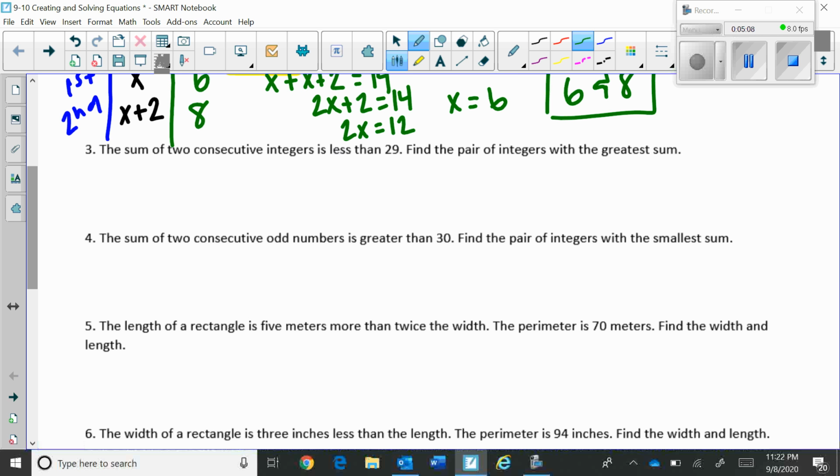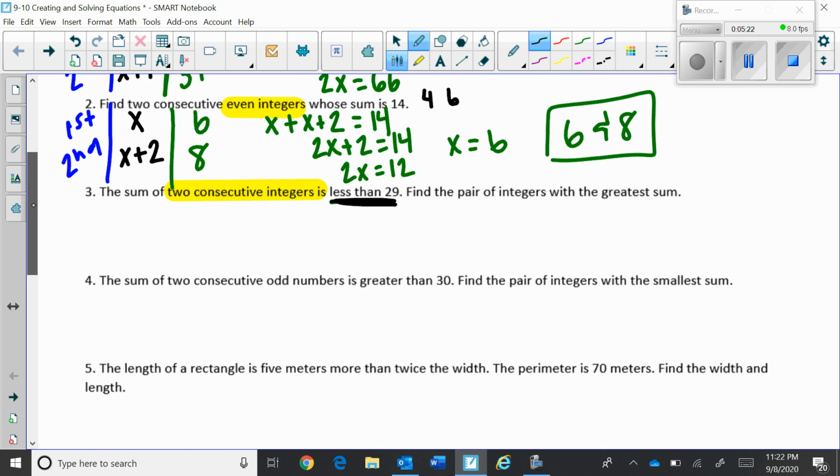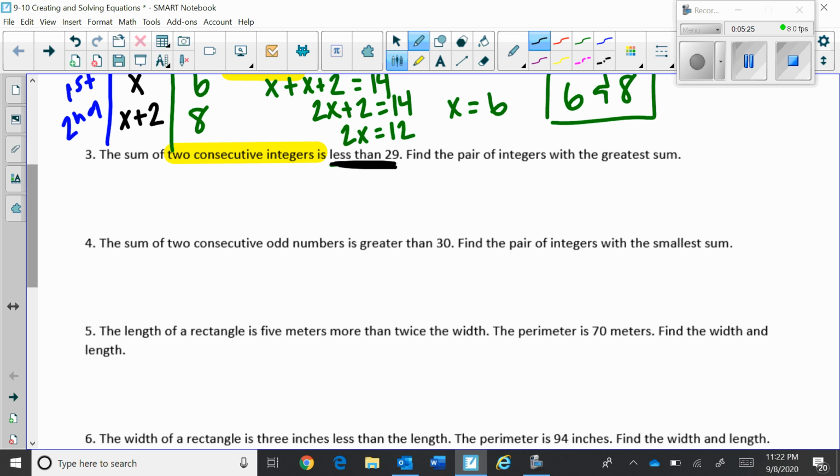All right, it says the sum of 2 consecutive integers, again, so pay close attention to that, 2 consecutive integers, is less than 29. All right, there's a difference there, is less than 29. Find the pair of integers with the greatest sum. All right, so we still have our first integer and we still have our second integer.